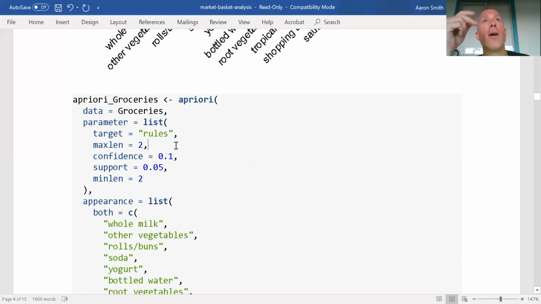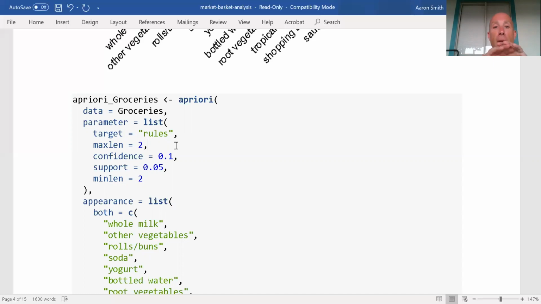What this is saying is, it could be something like if hot dog buns, then hot dogs. Another type of rule could be if hot dog buns, then hot dogs, then ketchup. That would be a length 3 rule, a chained rule like that. And that would be different from if hot dog buns, then hot dogs. That would also be different from if hot dogs, then ketchup.